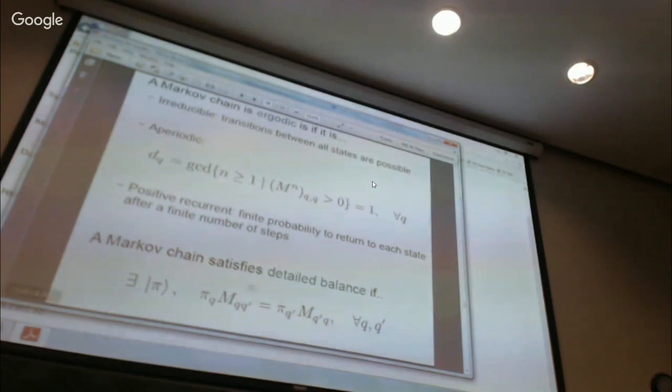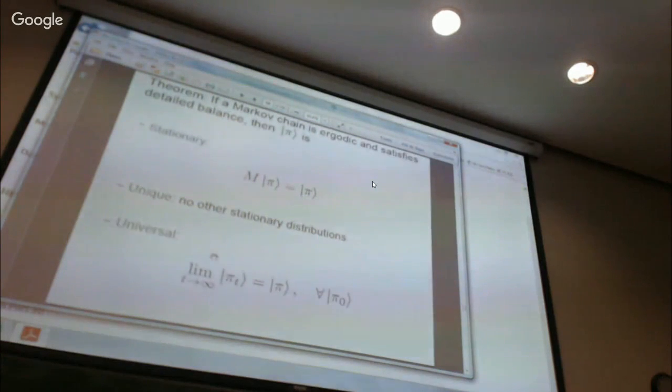A Markov chain satisfies detailed balance if it satisfies this equation for some particular distribution pi. And the reason I bring up detailed balance is that there's this theorem which governs how Markov chains behave. If a Markov chain is ergodic and satisfies detailed balance with the distribution pi, then this distribution is stationary, which means that the Markov chain isn't going to move away from it.